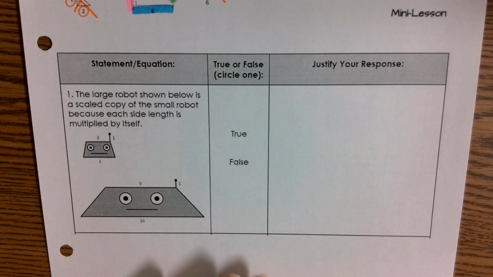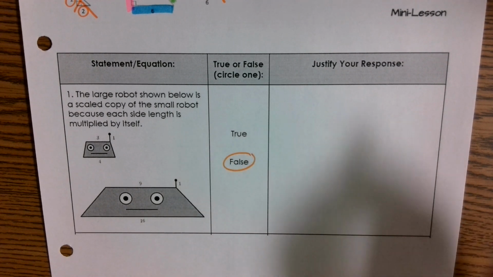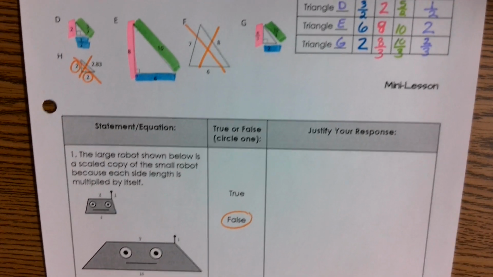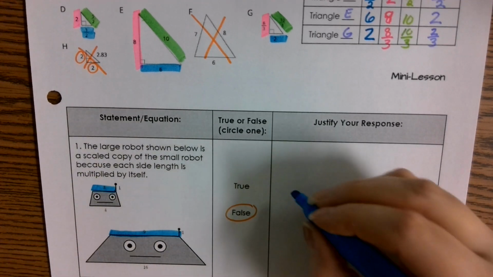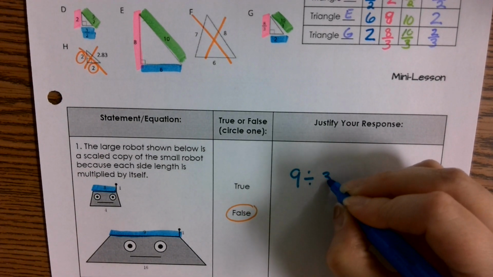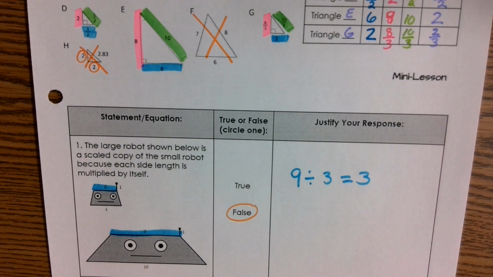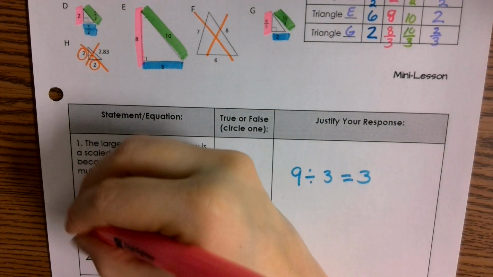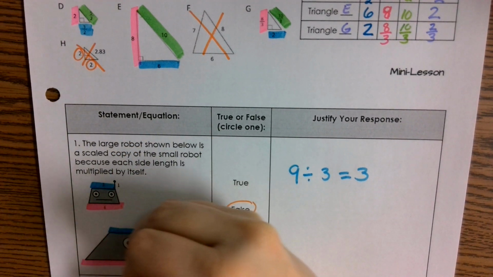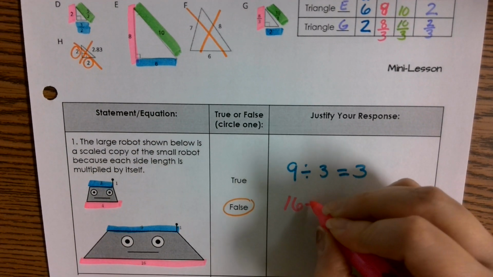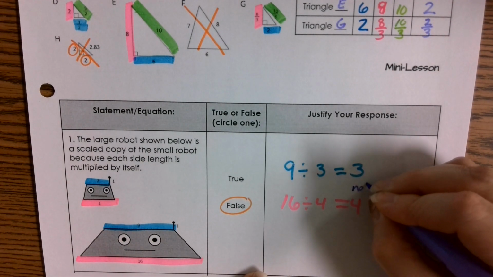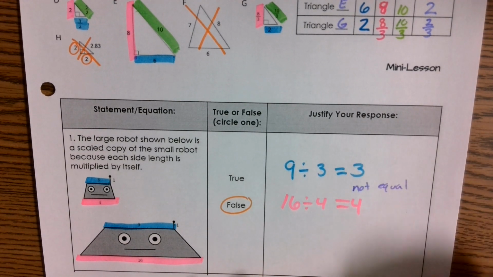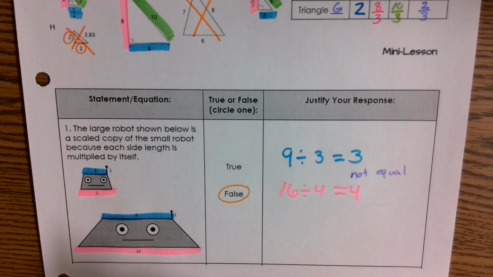False. This is false. Okay, here's the problem. Remember, in order for it to be a scaled copy, the scale factor has to be the same throughout the whole problem. But here, this measurement was a 3 and this is a 9. If I do 9 divided by 3, I get 3. But then the next measurement, I've got 4, and it's supposed to become a 16. If I do 16 divided by 4, that becomes a 4. These are not equal. They are not the same scale factor. So this is not a true copy.